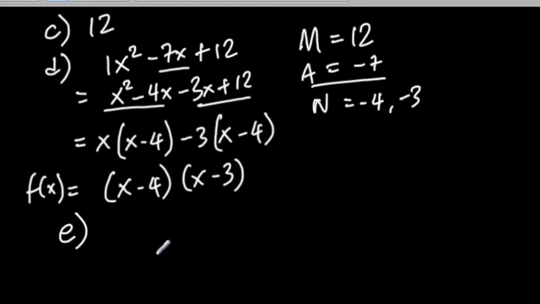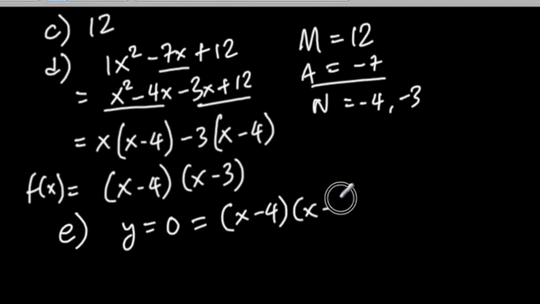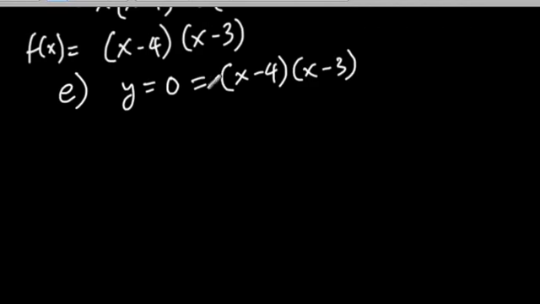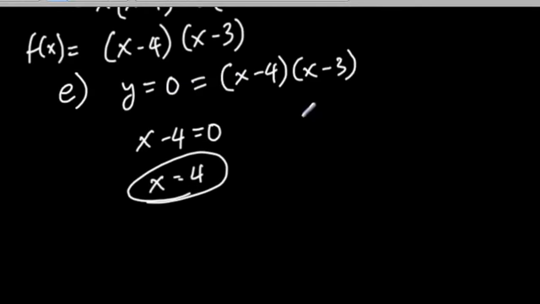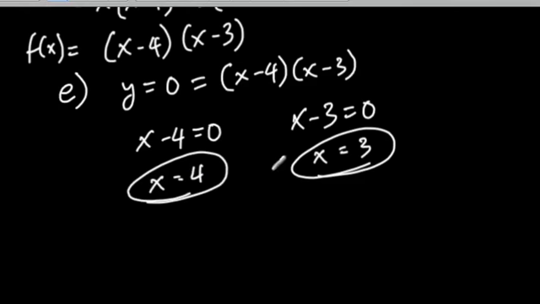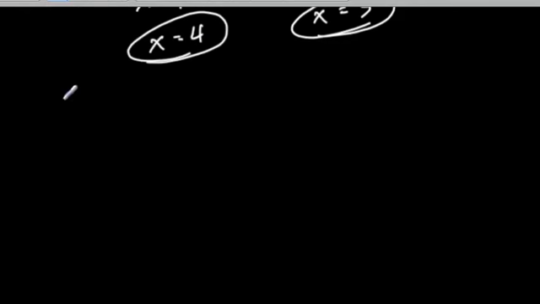Let's do E. E says we have to find the x-intercept. So remember, when we find the x-intercepts, we're basically setting y to 0. So we're going to set f of x to 0, and that is equal to x minus 4, x minus 3. And then each of these can be equal to 0. So x minus 4 equals 0, so x equals 4. That's one term. And then x minus 3 equals 0, so x equals 3. And that's the other x-intercept. So x equals 4 and x equals 3. Those are the intercepts that we have.